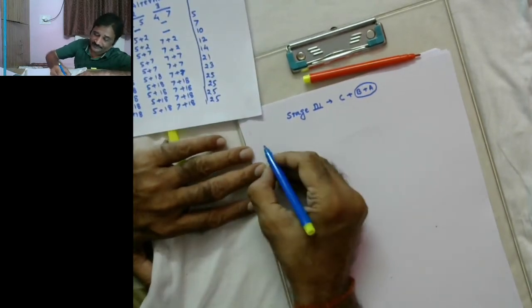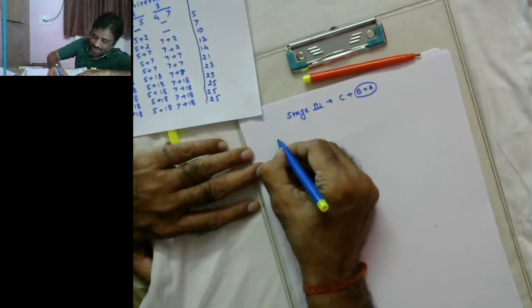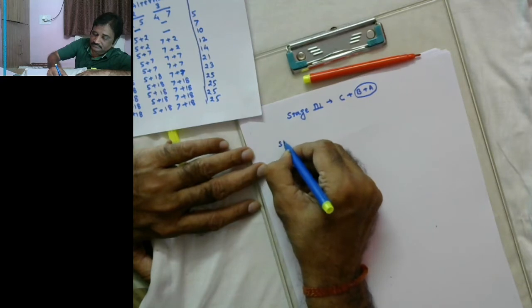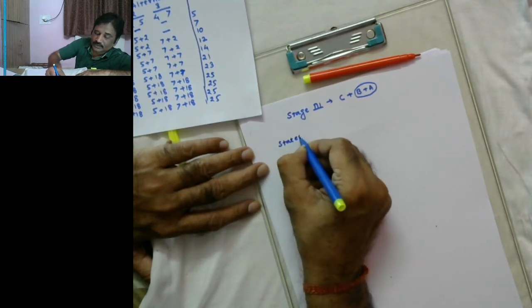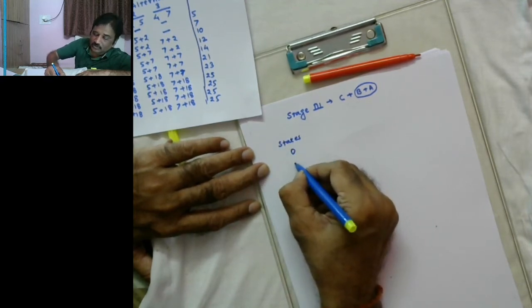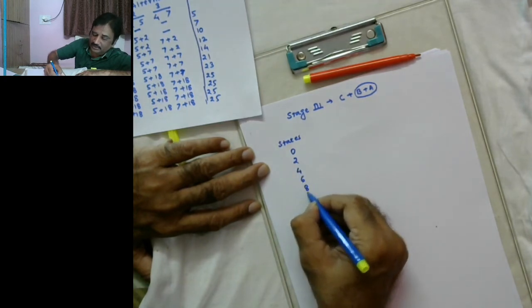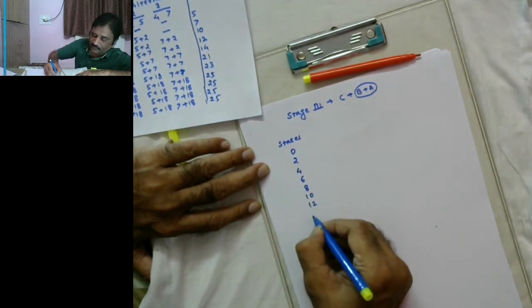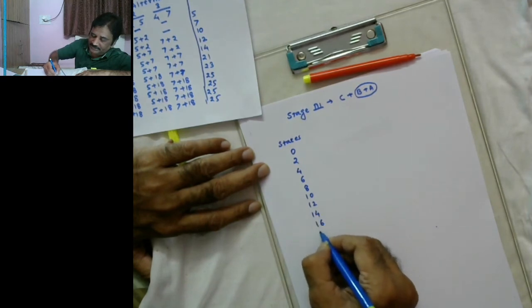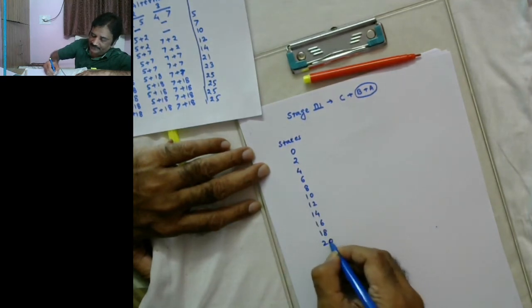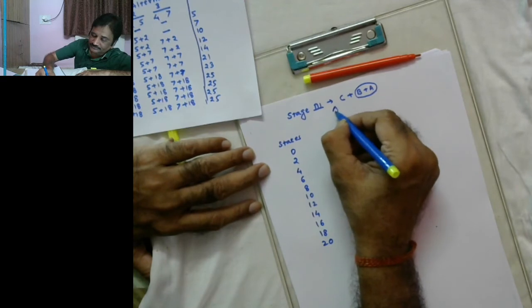That's why I prefer to give the names. Then the stage states once again are 0 crore, 2 crore, 4 crore, 6 crore, 8 crore, 10, 12, 14, 16, 18, and 20. Then my alternative.